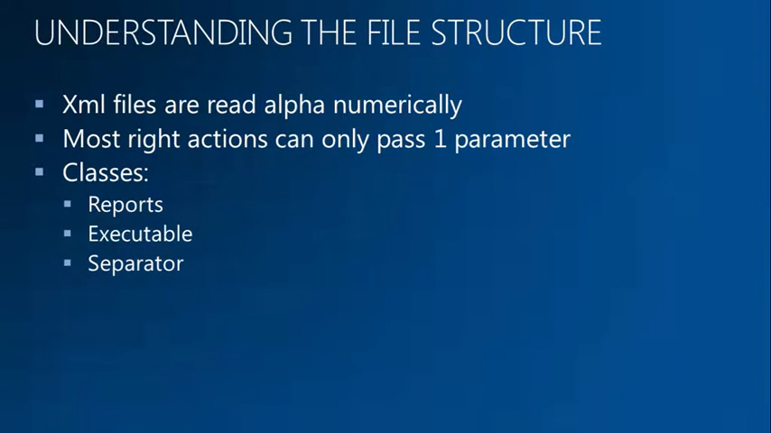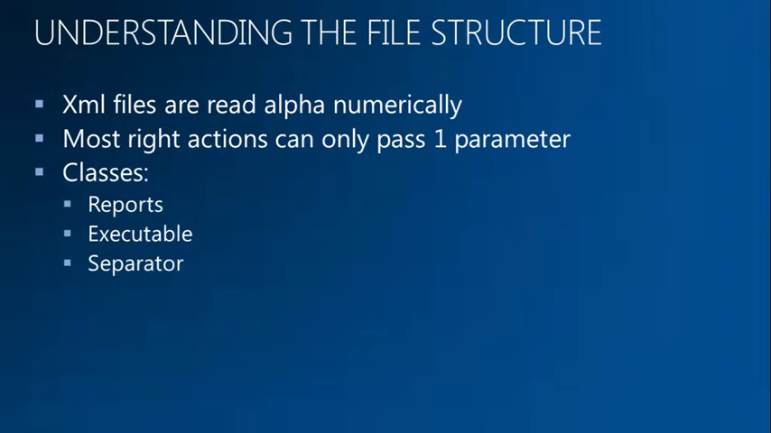You have to understand the file structure. It's all XML-based, and XML has been around for a number of years. We're all pretty much familiar with it. Actions are read alphanumerically, so depending on how you want them loaded into your console, you need to name them 1, 2, A, B, C, or whatever you're going to name them, with console extension at the end.